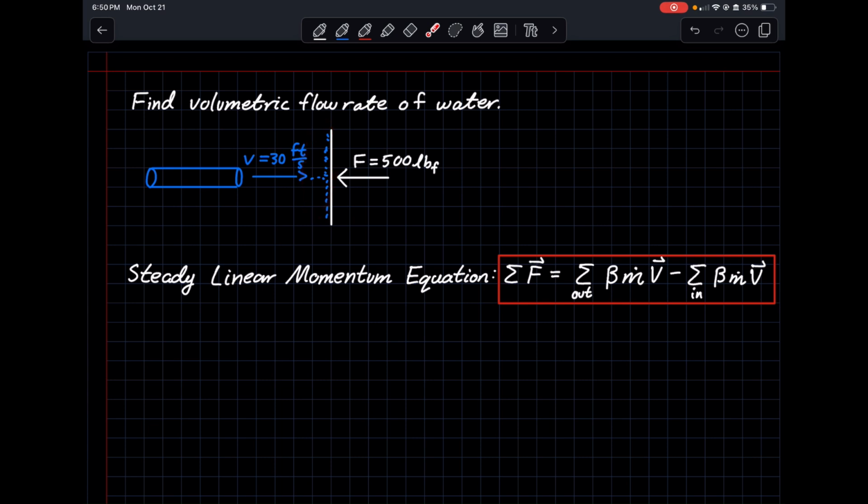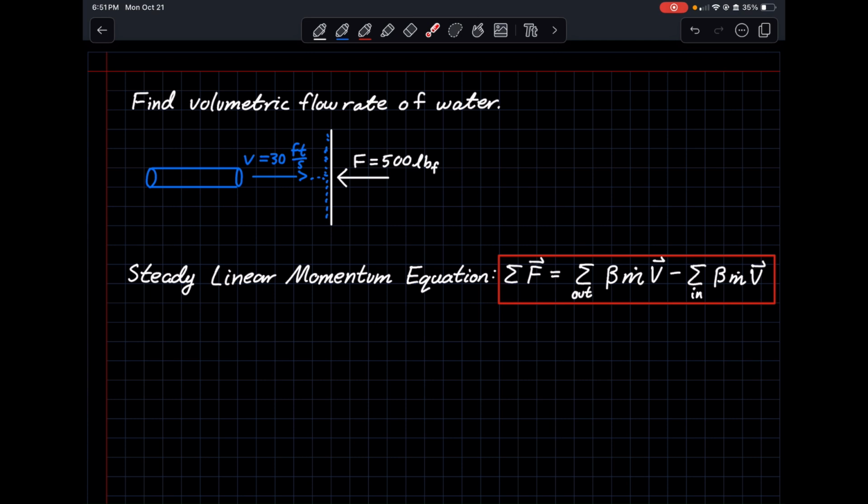So obviously I would not take my system over here as I don't know what it is. It could be the 500-pound force could be coming from a support beam, or it could be someone holding that 500-pound force, or I should say pushing it. I really don't know, but what I do know is that there's some kind of force happening over here, and we're given everything on this side as well. We're not given like a hose or anything to where we need the pressure inside it, but yeah, we'll just use the linear momentum equation, and our goal is to find the volumetric flow rate. So that's kind of what we're going to do.